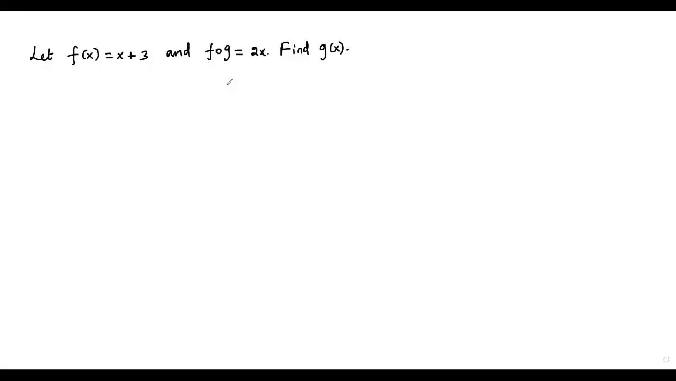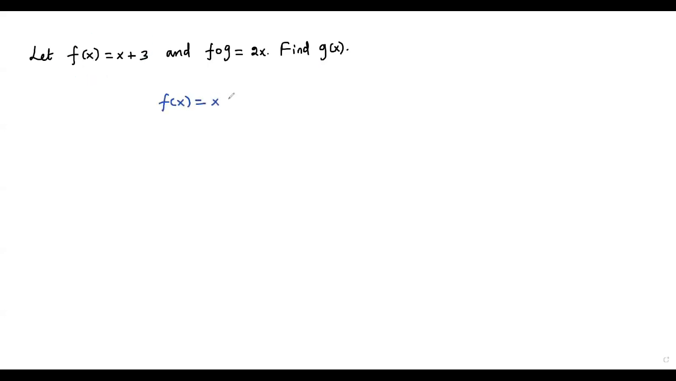Here we have a problem on composition of two functions. That is, if the composition of two functions and the outside function are given, how to find the inside function. So here we have a composition of two functions, that is f∘g, equal to 2x, and the outside function f(x) is x + 3, and we have to find the inside function g(x).